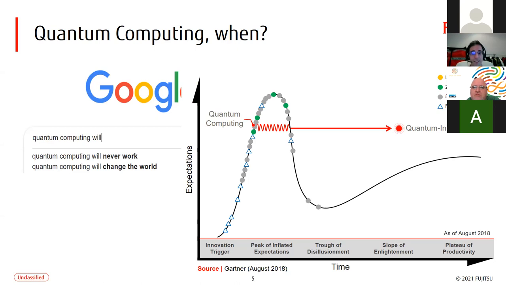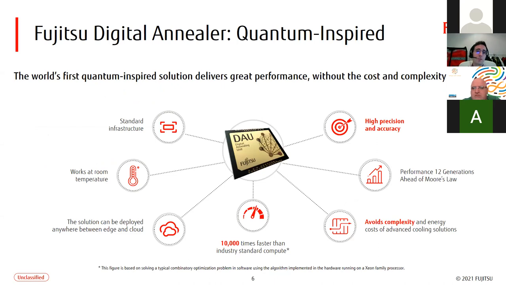But maybe we can say that quantum-inspired computing can achieve good results in order to solve some of the interesting problems in this industry. And that's why Fujitsu developed Digital Annealer. Digital Annealer is a quantum-inspired hardware that delivers great performance without the cost and complexities of the quantum computing side. It is an ASIC, an application-specific integrated circuit that runs on almost every server and has high precision and accuracy, avoiding the complexity and cost of quantum computers. It runs a lot faster than standard computers, and of course it works at room temperature. That is a good advance, because we can run it everywhere.